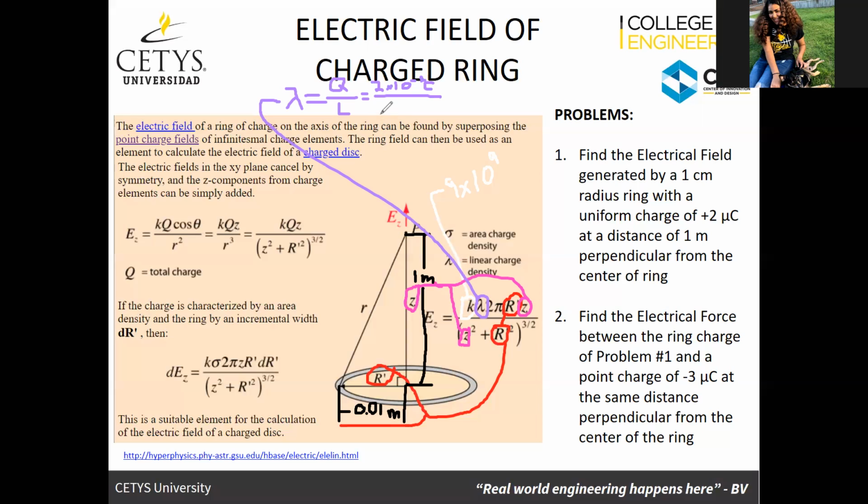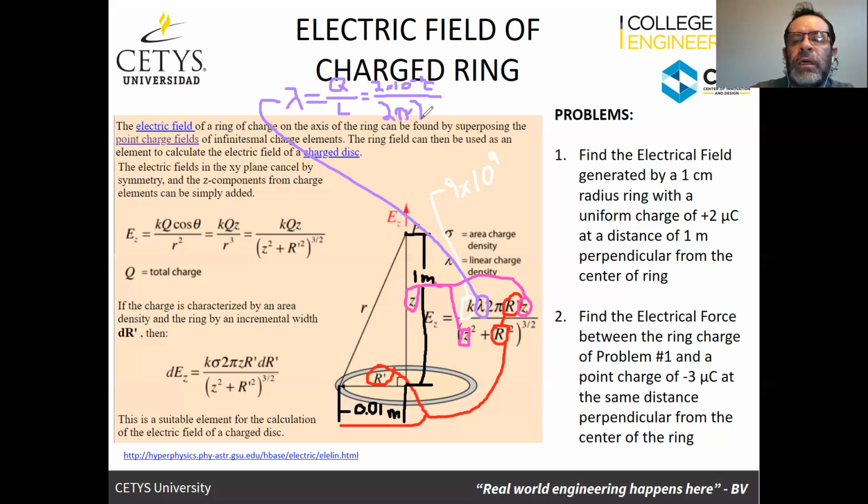The circumference. Oh, it's 2 pi radius. Correct. So it would be 2 times pi times the radius, which in this case would be 1 centimeter, which would be 0.01. And this is a value that we're going to calculate.